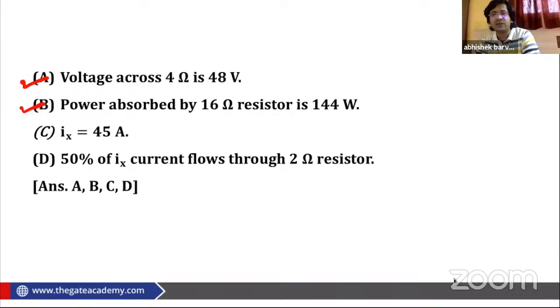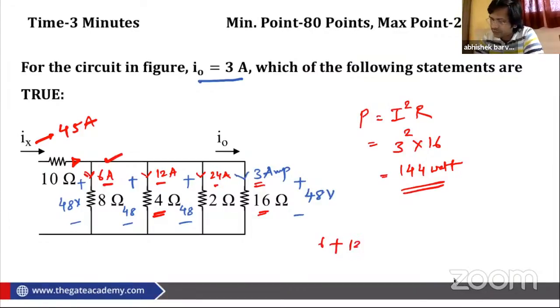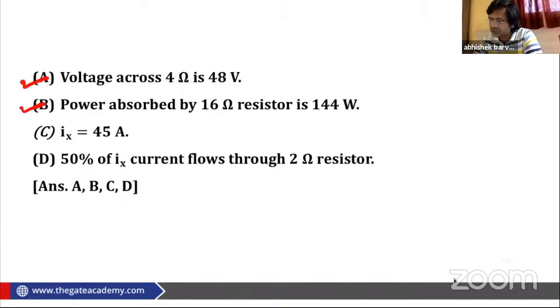Next is Ix value is 45 ampere. Okay, let's go through this. This is what they are claiming. As you can see, by KCL it is easy to determine. This is the total current which is getting divided into these small components, right? So if I just go on adding, the first branch current is 6, then 12, that is the second branch current, plus 24 plus 3 ampere. And this gives you 48 ampere. You can verify with your calculators, guys. It means even option C is correct.